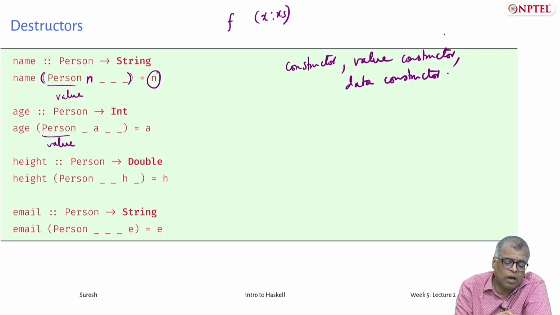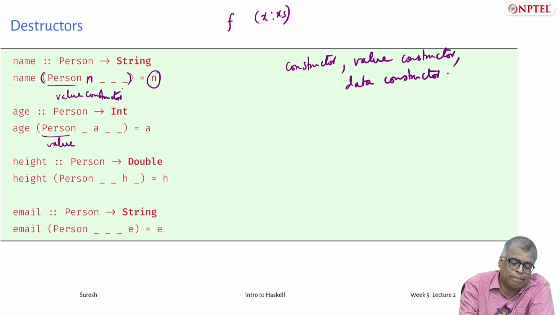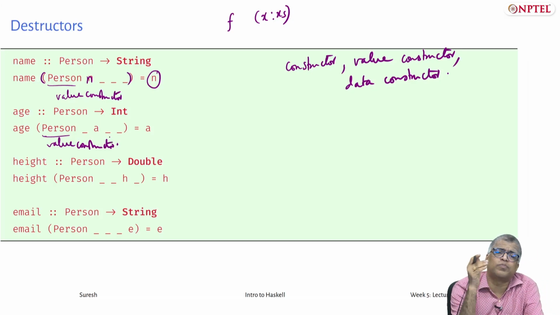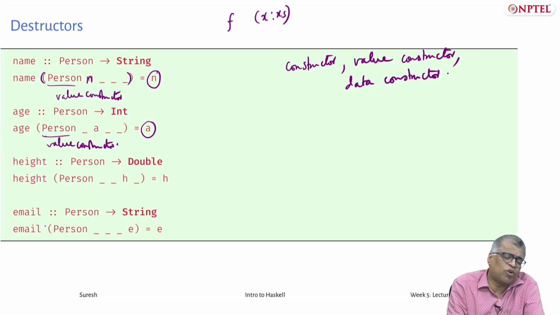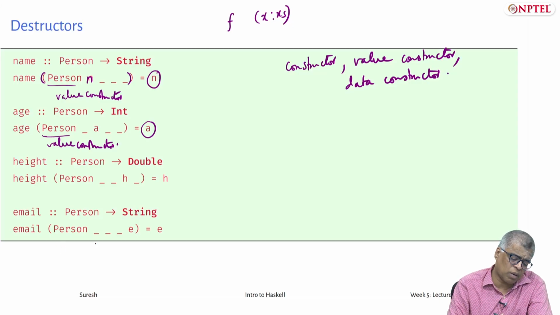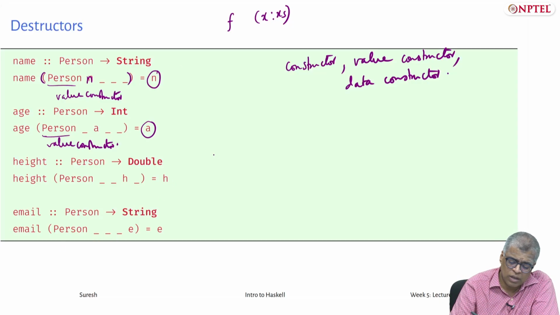Okay, these are value constructors. The value is person applied on something, something, something. In that case, the age of that person is A. Okay, this is the thing. And height of person, the person constructor applied on something, something, H and something, is H. Email of the person constructor applied on something, something, something and E is E.